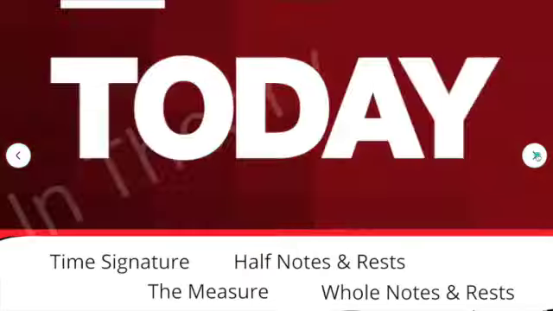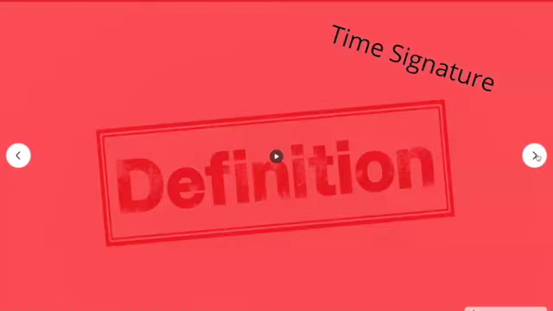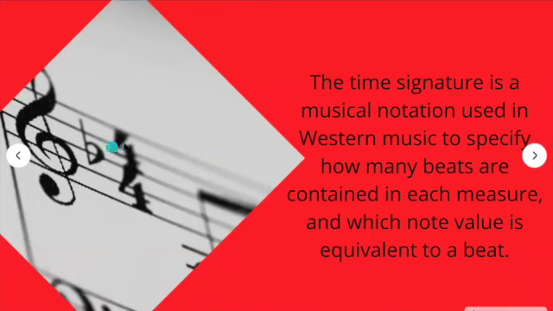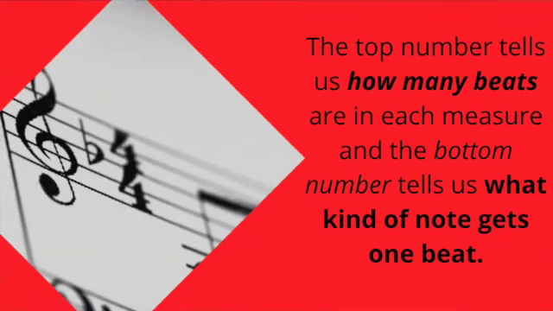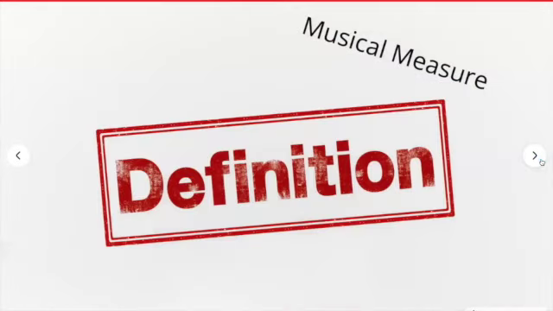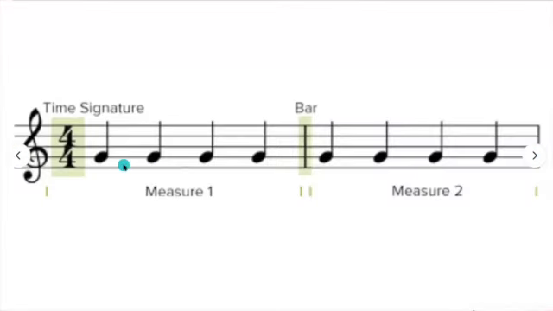I had to quickly review these concepts. The time signature is a mechanism that we use in a musical notation system that tells us how many beats are in each measure and what kind of note gets one beat. For our purposes, we just need to know that the top number 4 means that there's going to be 4 beats in each measure. Well, what's a measure? A measure is a unit in time, and a bar line defines a measure.